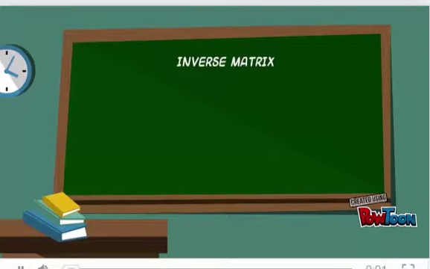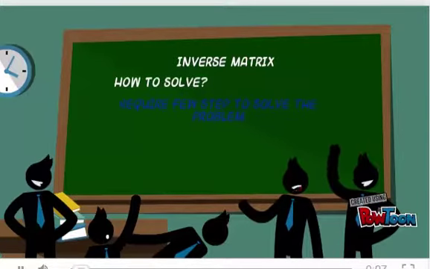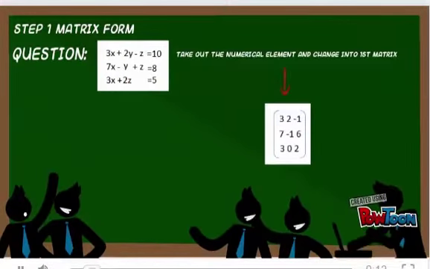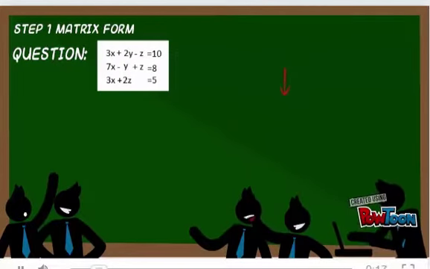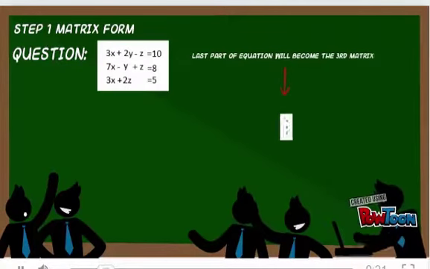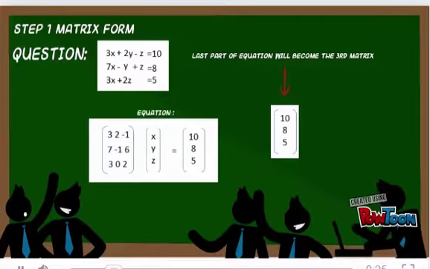Inverse matrix. The inverse matrix is a method where a question is required to be changed back to matrix form. There are a few steps to take note of. Step 1, matrix form. The first step is to take out the numerical elements to change them into the first matrix. Then the alphabetical elements will become the second matrix. And lastly, the third matrix will become the last part of the equation.